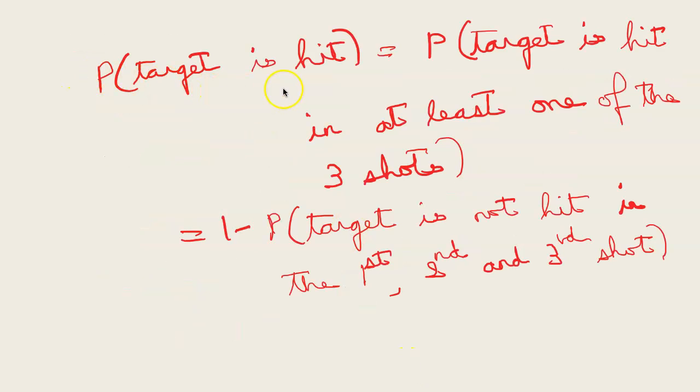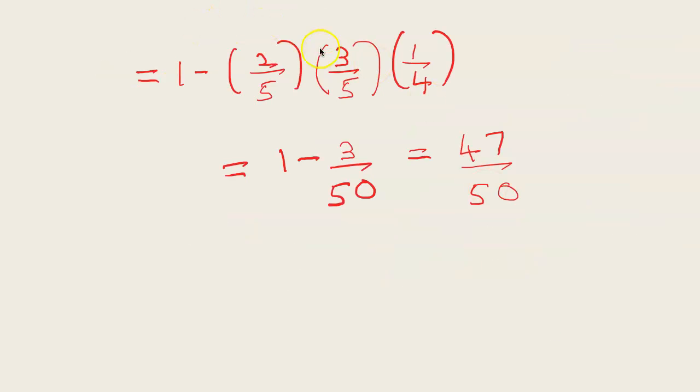So probability that the target is hit is equal to probability that the target is hit in at least one of the three shots. Now probability of at least one is 1 minus probability of none. That is 1 minus probability that the target is not hit in the first, second and third shot. That is 1 minus 2 by 5 into 3 by 5 into 1 by 4.